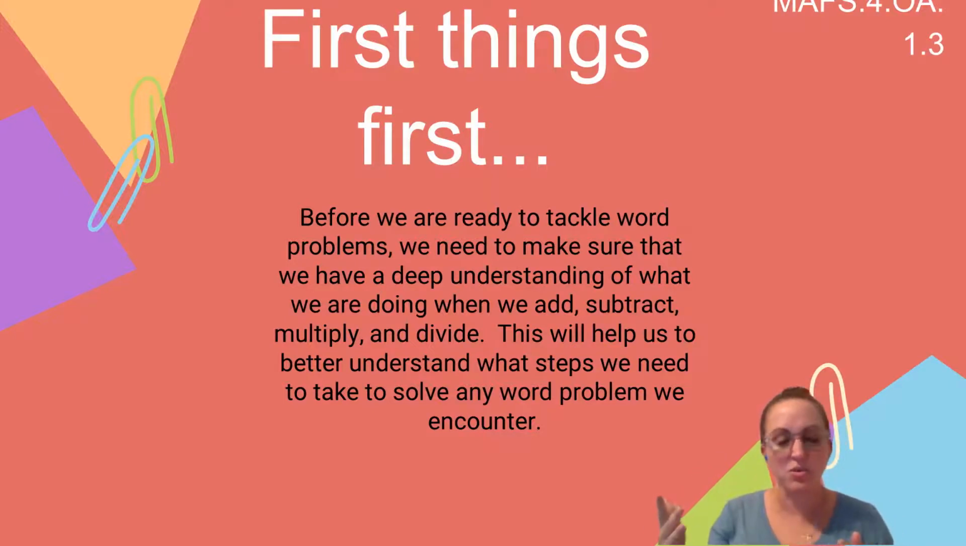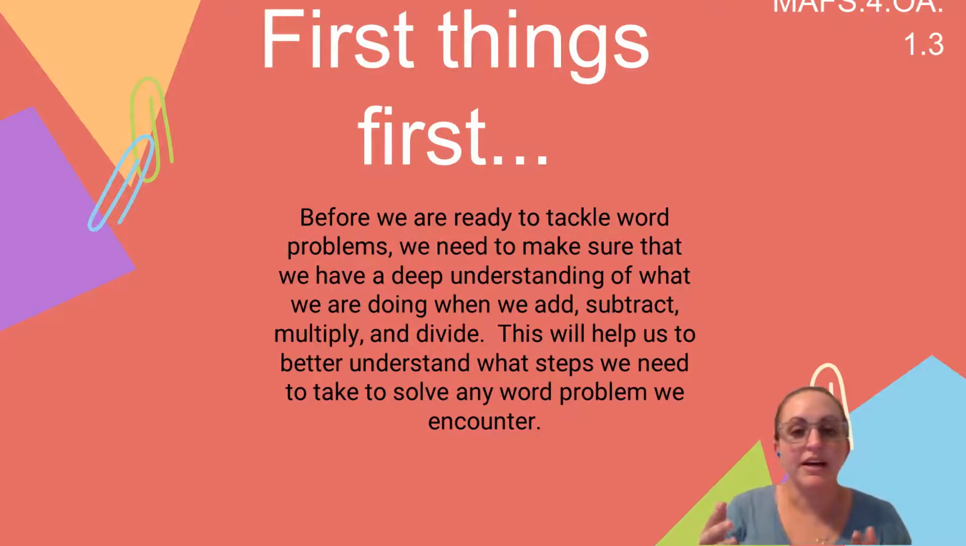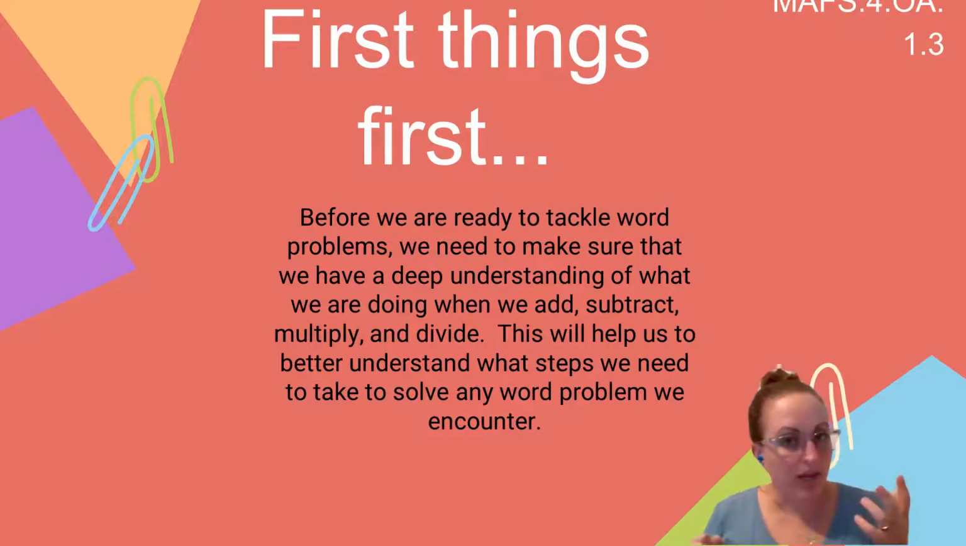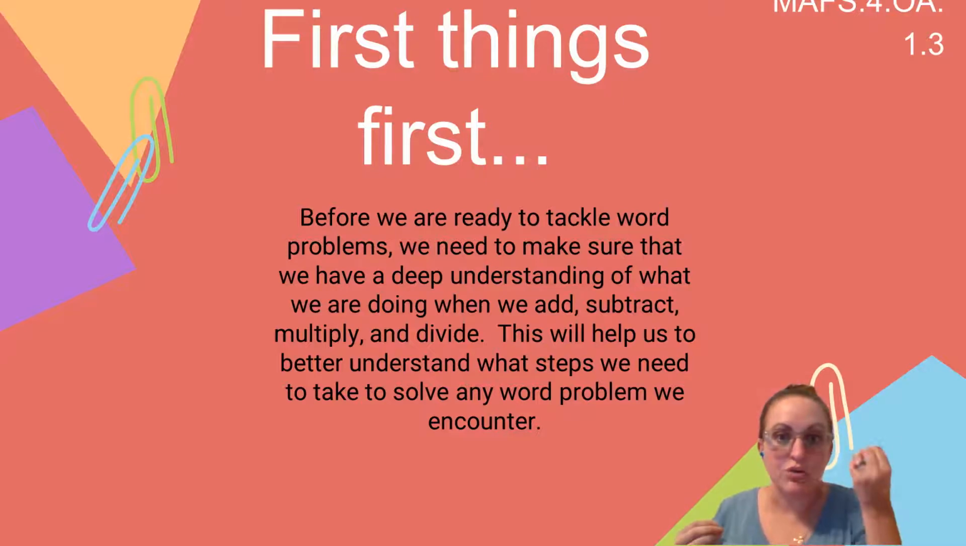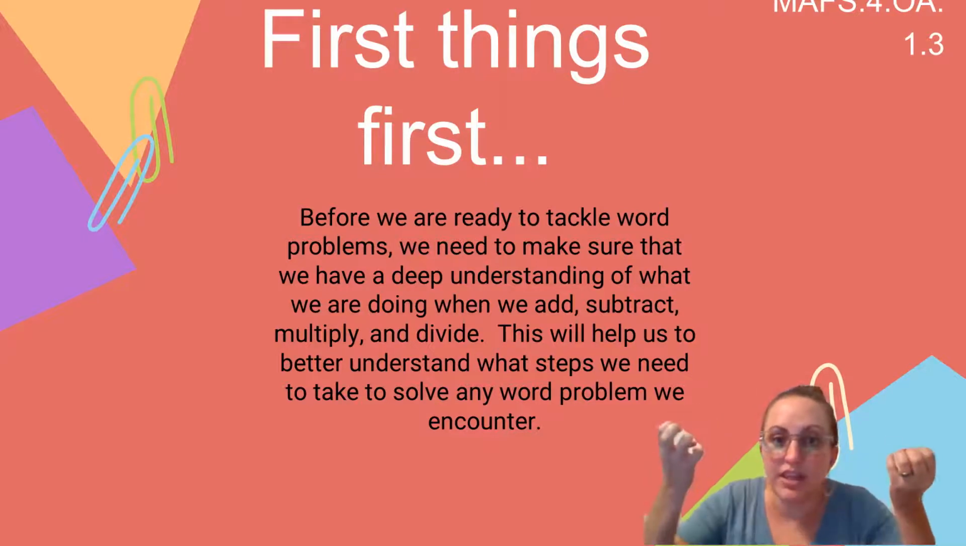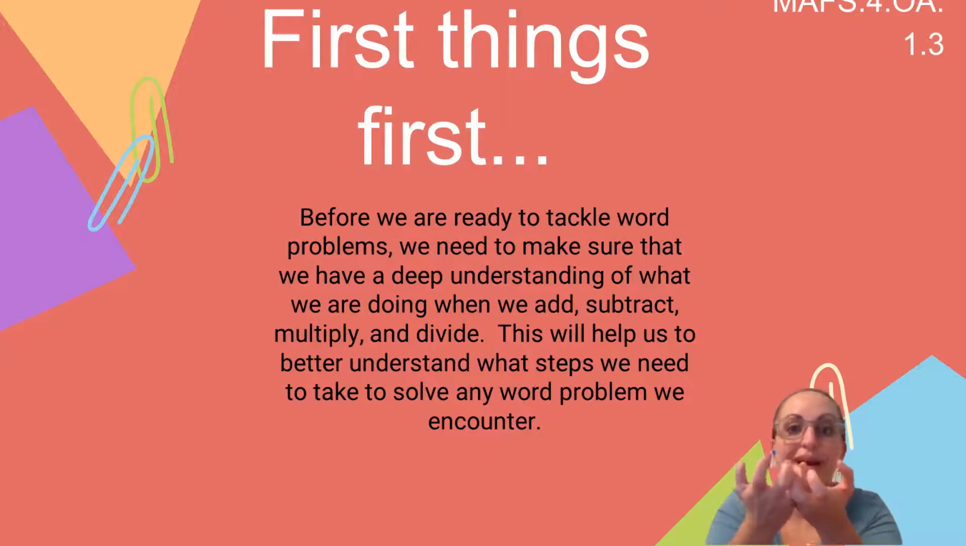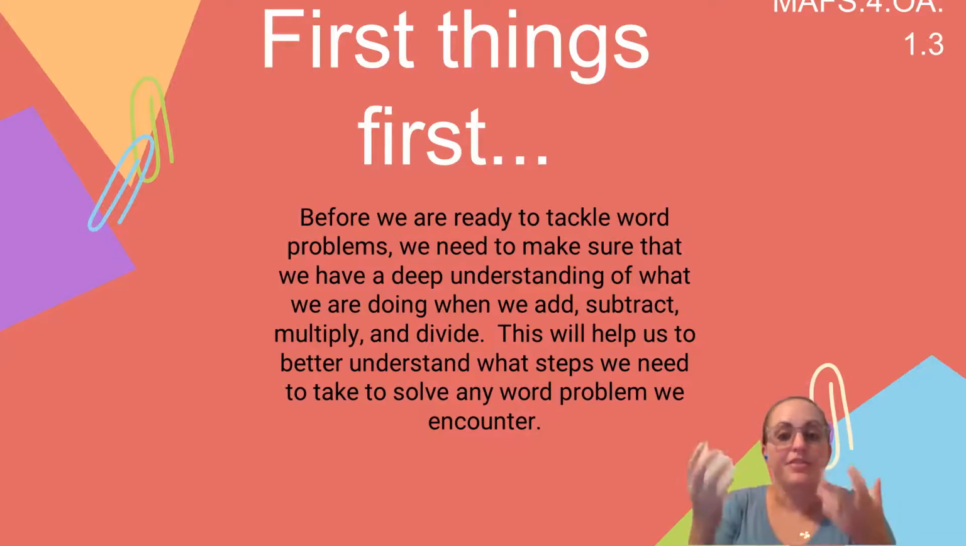You've learned how to do all of those skills, but it's not enough to just know, okay, 2 plus 3 equals 5. You need to know, what does that mean? It means that I have 2 of one thing and 3 of another thing, and I'm combining them together. So now I have 5. Okay, that's what that means.